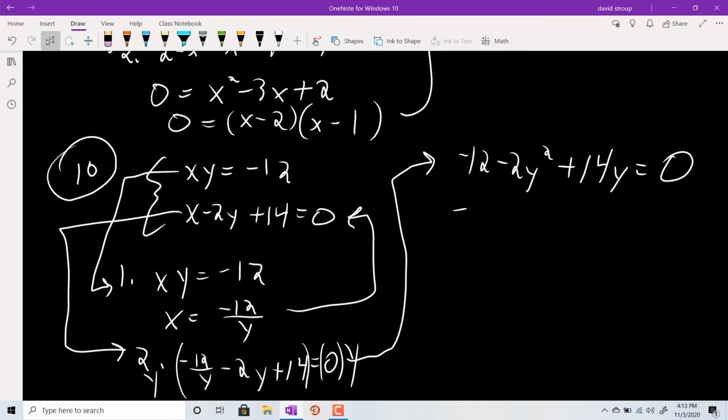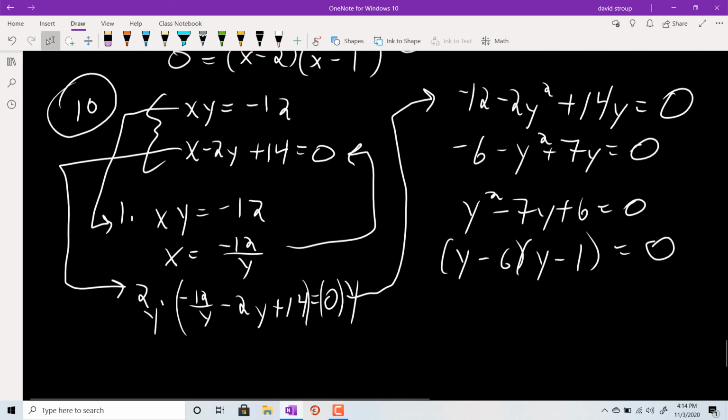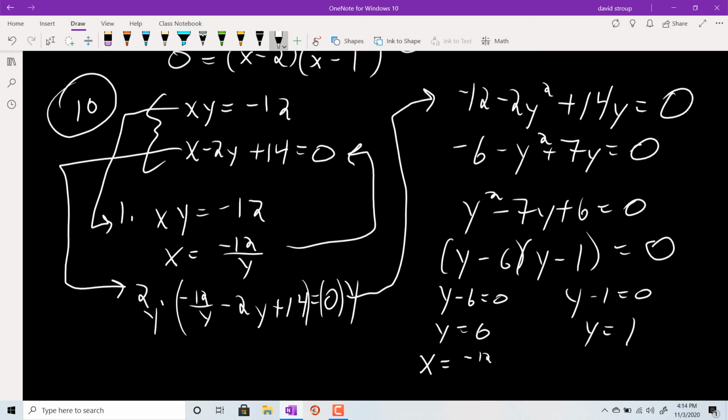Then I could divide everything by 2. Negative 6 minus y squared plus 7y equals 0. I can move everything to the other side. Y squared minus 7y plus 6 is 0. And then you can factor. So I get y minus 6 and y minus 1. Okie dokie. So looks like two solutions here. Y equals 6, and the other one y equals 1. Okay, I need the corresponding x value. X is negative 12 over 6, which is negative 2. And then x will be negative 12 over 1, which will be negative 12.